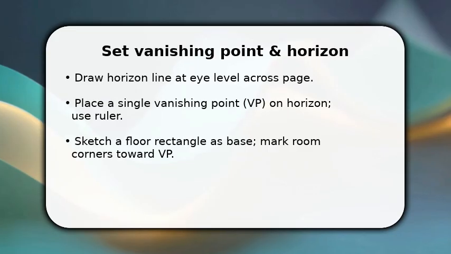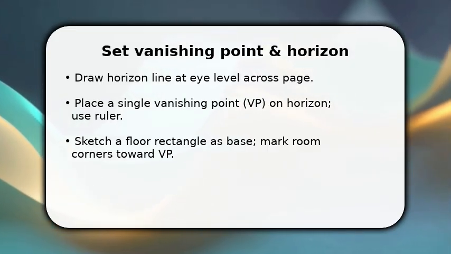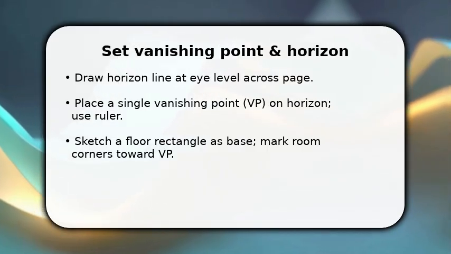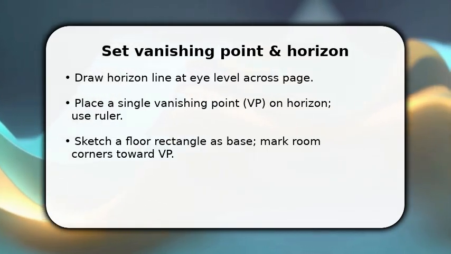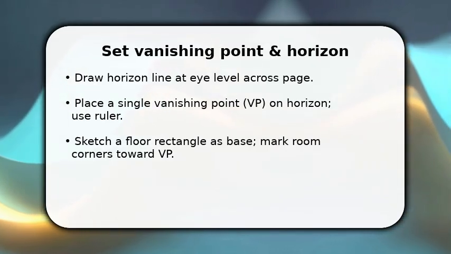Then draw a floor rectangle or rectangle base near the bottom third of the page and connect its outer corners to the vanishing point with light lines. Once done, you'll have basic depth guides. Make sure lines are faint so you can refine later without erasing heavily.